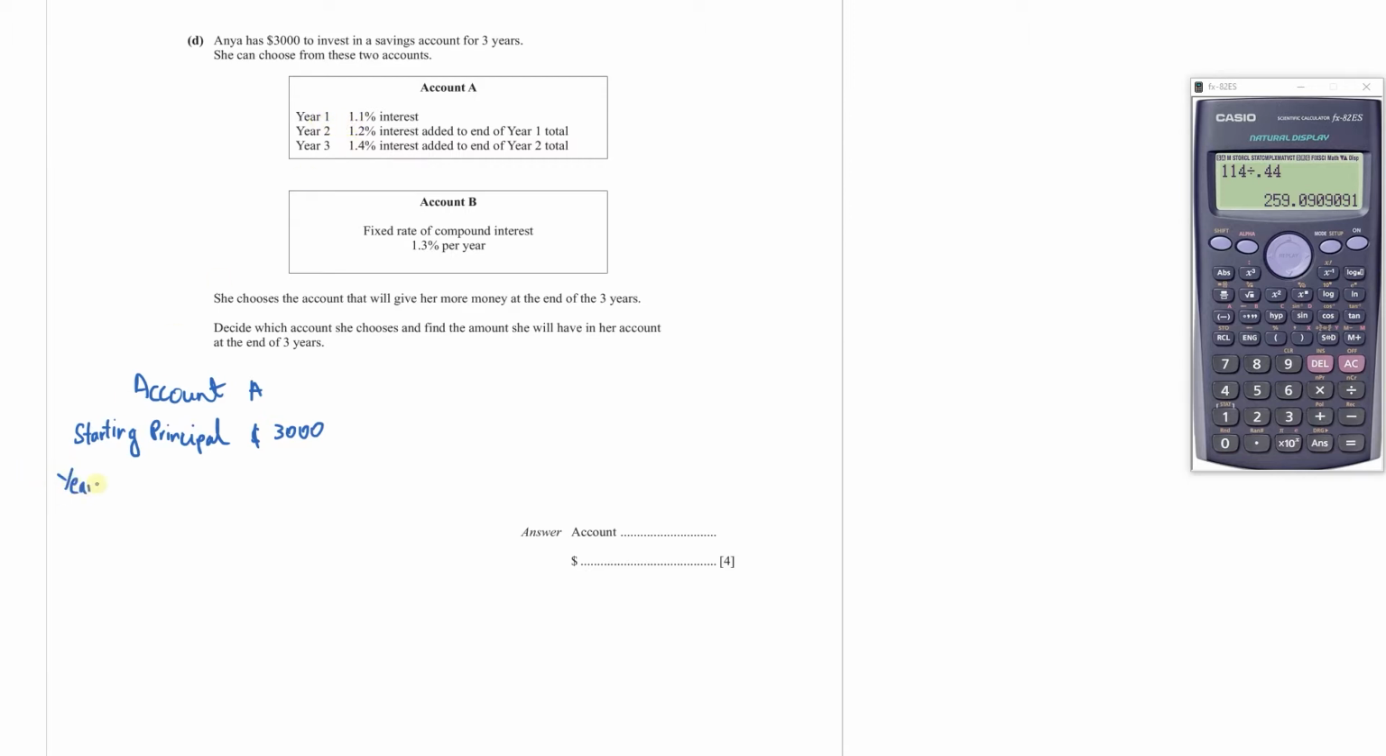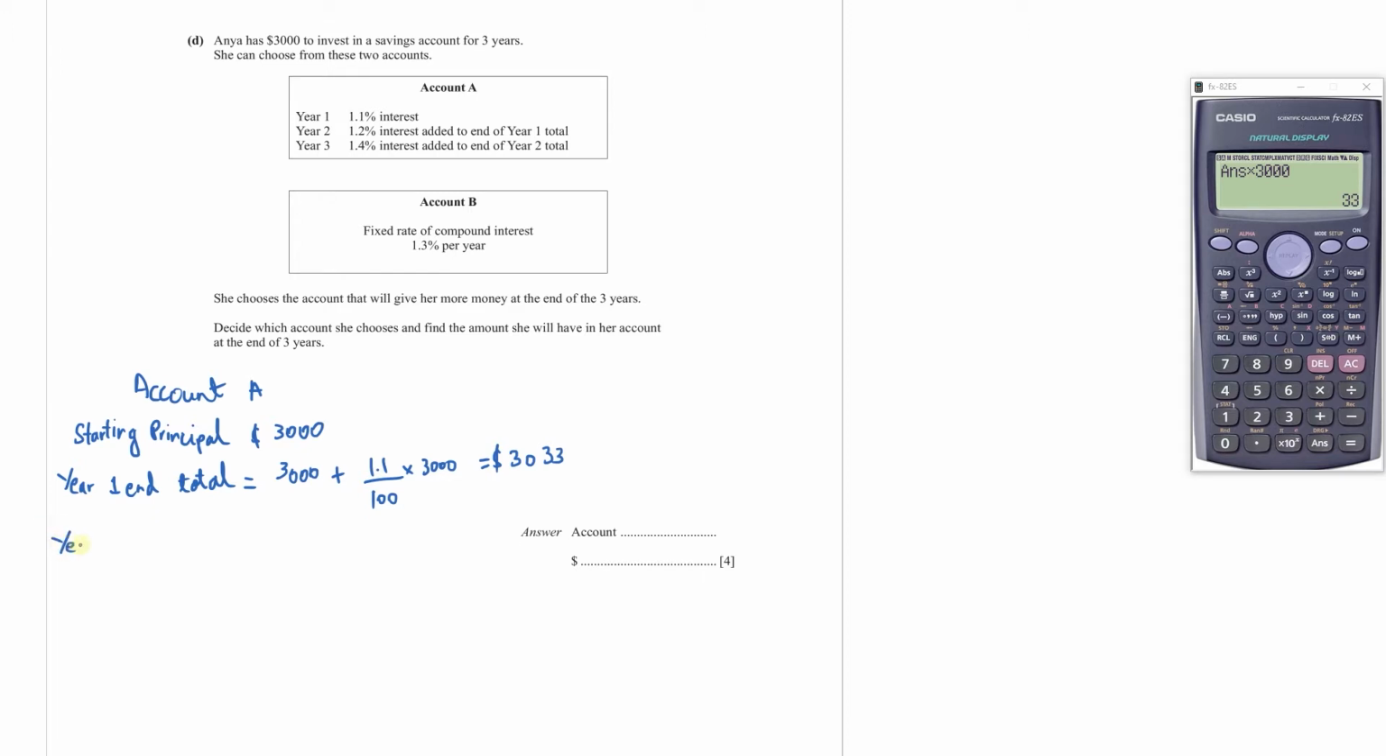So year one end total will be 3,000, which she invested, plus she received 1.1% interest on this. So that is 1.1 divided by 100 times 3,000. This is the interest she gained in the first year, and this is the initial principal investment. So this interest is 33 and this is 3,000. If you add them together, you get $3,033. So this is your year one end total.